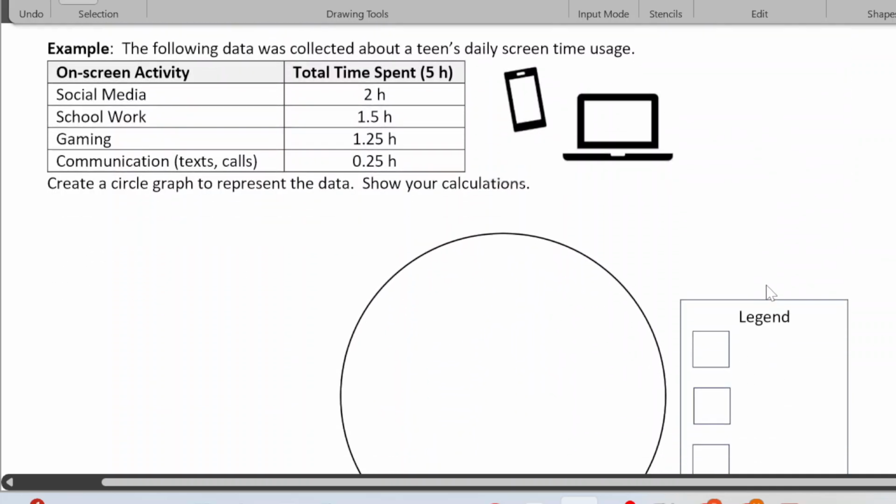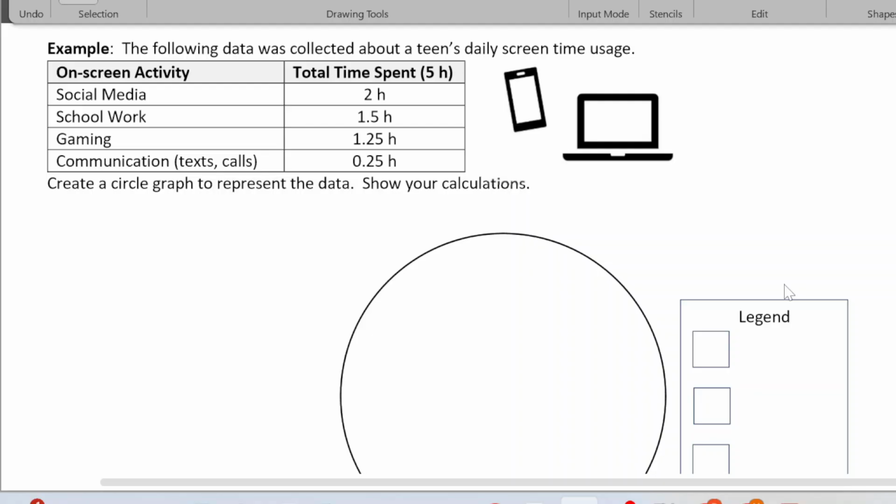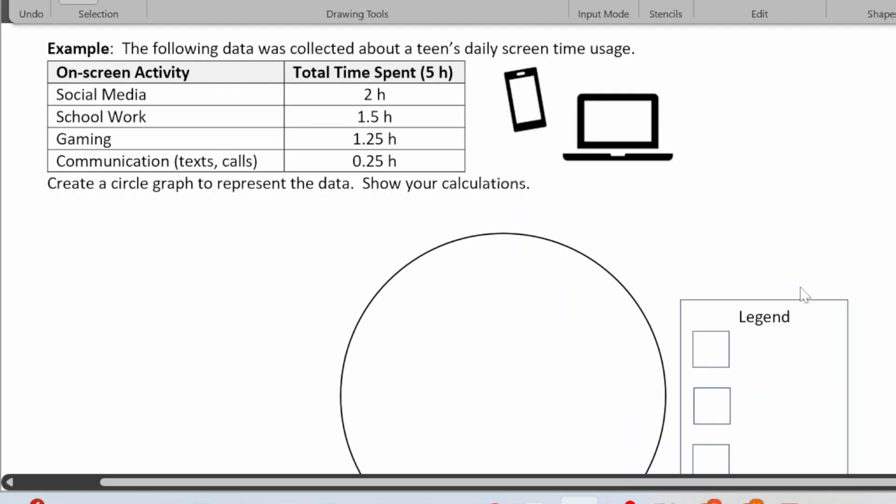Okay, so let's practice here. It says the following data was collected about a teen's daily screen time usage. What you want to have before you do this is maybe a protractor to calculate the angles, because that's how we're going to figure out how big to make each sector. Okay, so grab a protractor. I don't have one that I can show on my screen, but I have a ruler that I think I can change the angles on. So I think I'm going to try that.